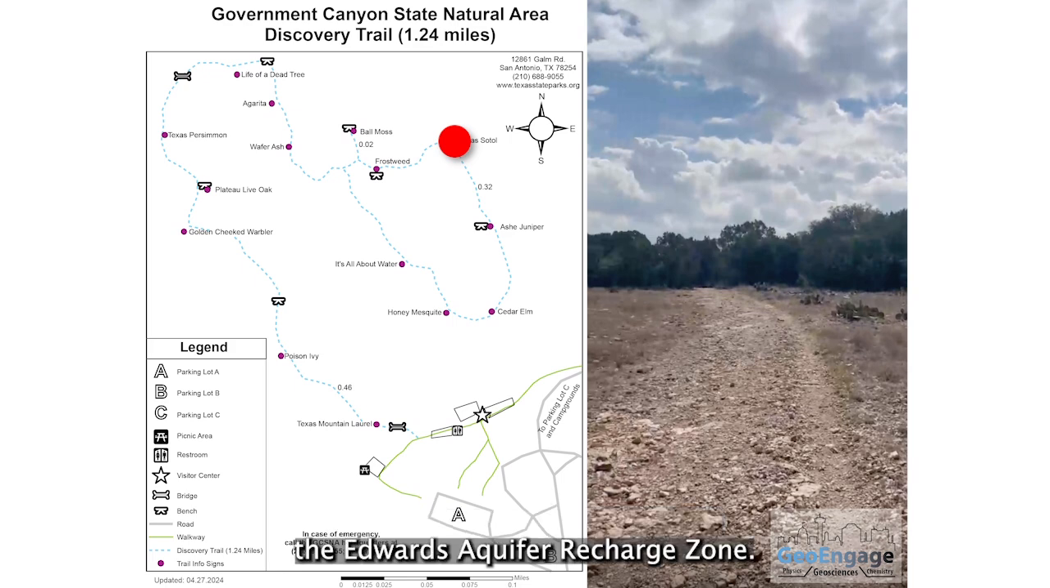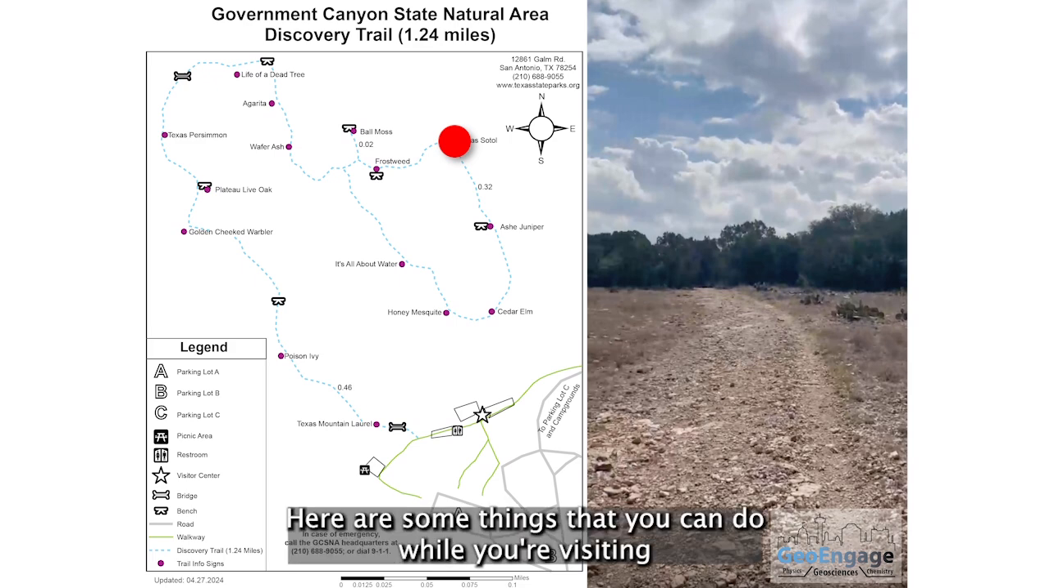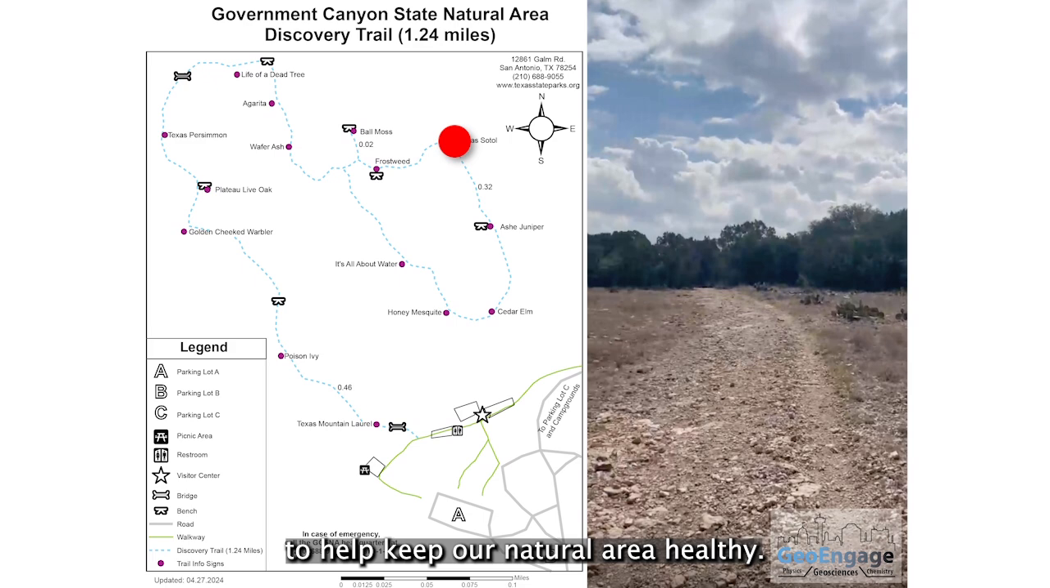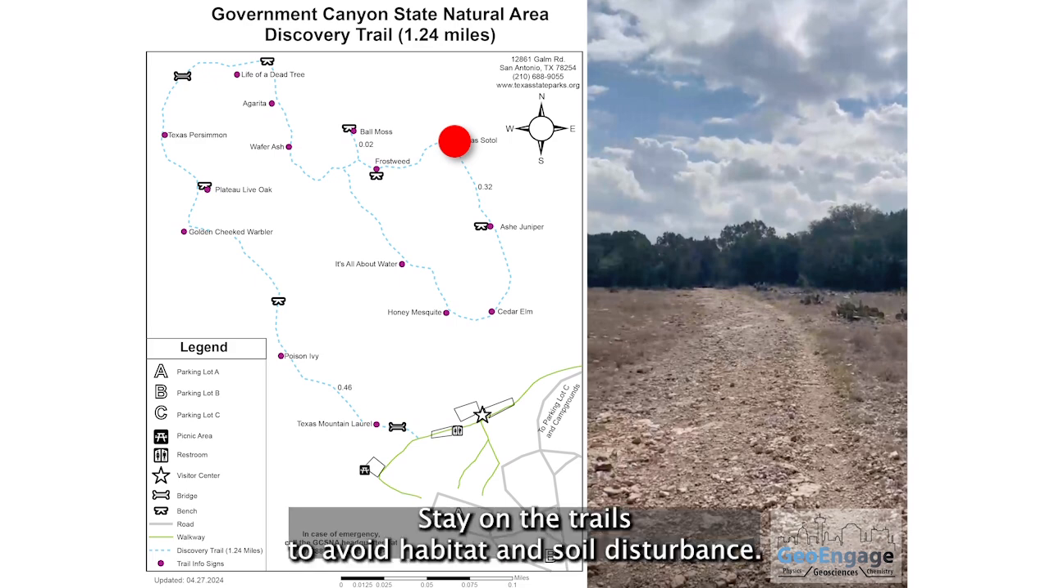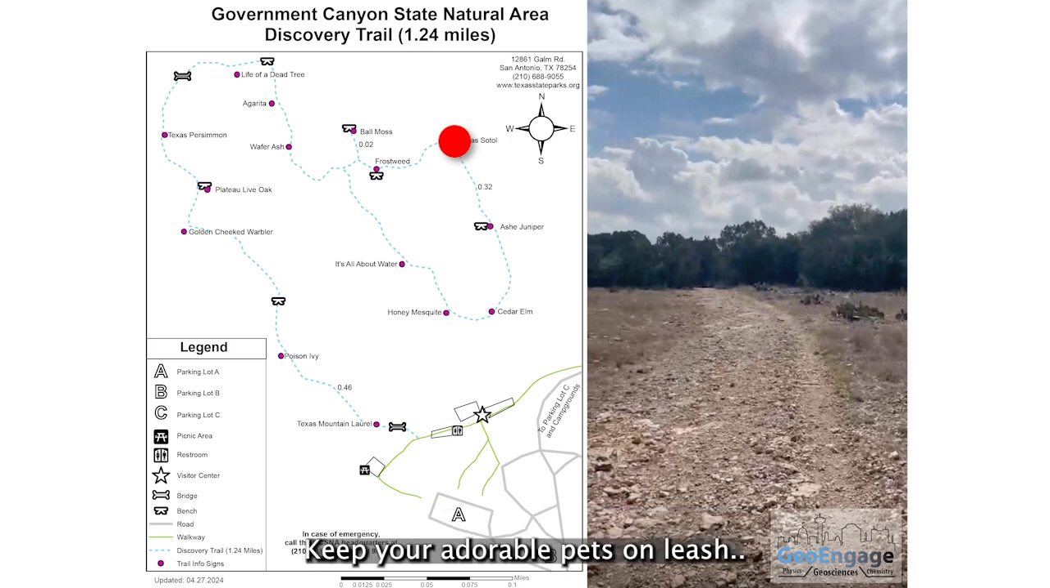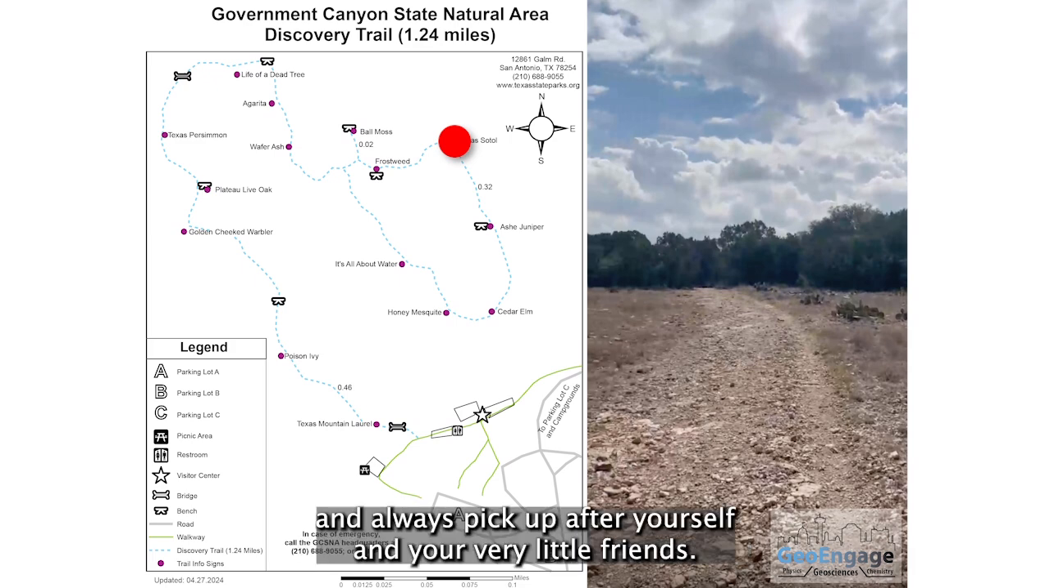Finally, remember that Government Canyon is a state natural area designated to protect our city's most precious water source, the Edwards Aquifer Recharge Zone. Here are some things that you can do while you're visiting to help keep our natural area healthy. Stay on the trails to avoid habitat and soil disturbance. Keep your adorable pets on leashes. Stick to the trail set aside for dogs, and always pick up after yourself and your furry little friends.